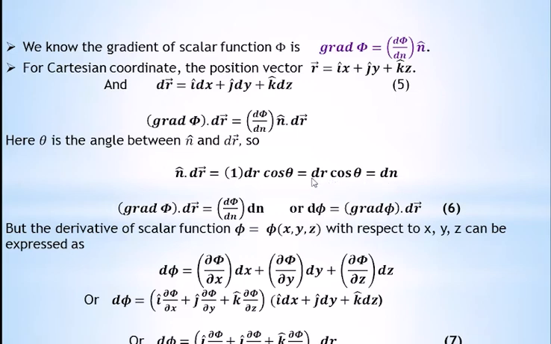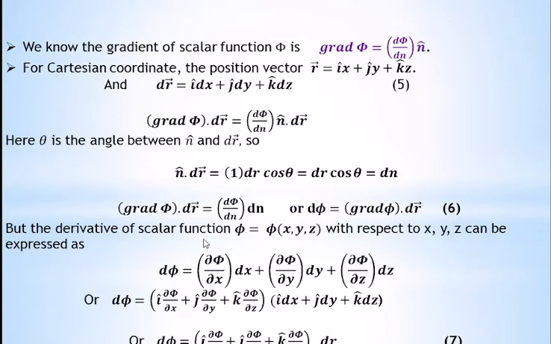And we write this from our earlier equations. Then grad phi dot dr vector is equal to d phi upon dn into dn. We can write in a different form, d phi is equal to grad phi dot dr vector. This is equation number 6.